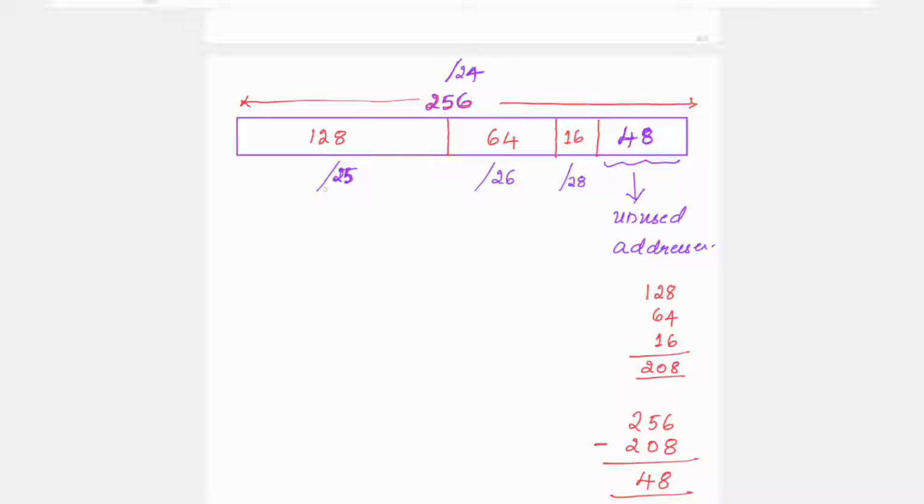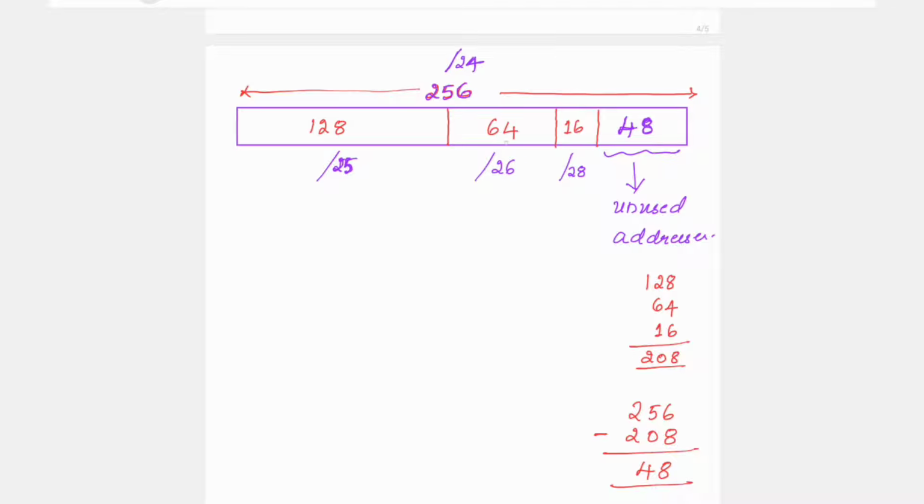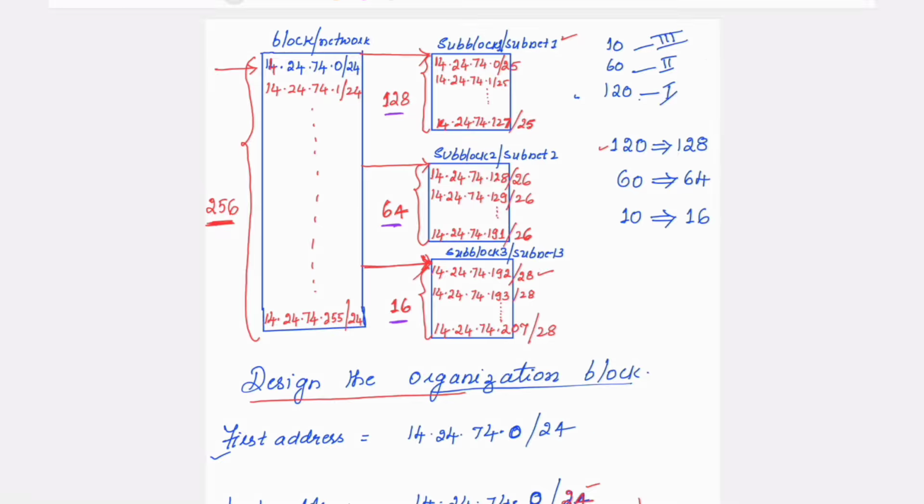Here for 128, 25 bits are ones, the remaining 7 bits are zeros. 2 to the power of 7, 128 is the number of addresses. Next, for 64 addresses, 26 bits are the network bits, which means only 6 bits are zeros. 2 to the power of 6 is 64. Then for the third subnet, 28 bits are network bits. All 28 bits are ones, the remaining 4 bits are zeros. So you will have only 2 to the power of 4, 16 IP addresses. So as and when you see a difference in the count of IP addresses, the slash notation will also change. So this is how you need to solve the given numerical.